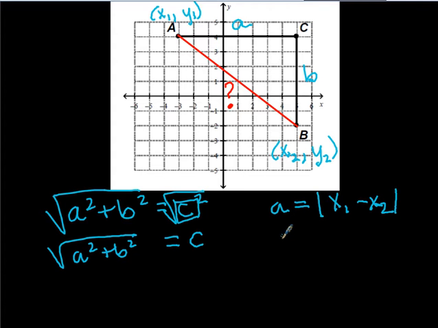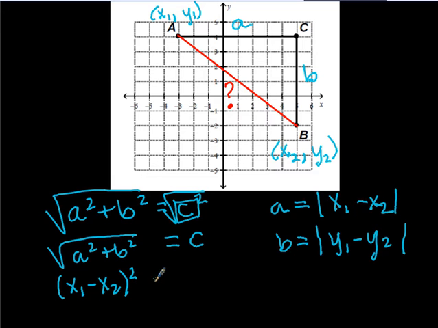Well, then I have my b, and I need to find my distance here. So I'm going to take my y1 and subtract my y2. And again, distance is always positive, so I'm going to leave in that absolute value. So then when I plug that in here, I get that x1 minus x2 squared plus y1 minus y2 squared.